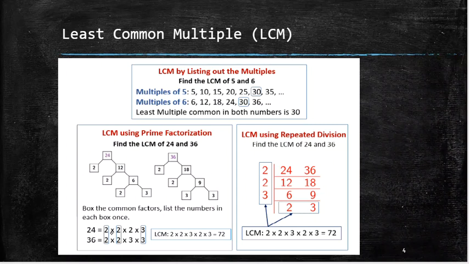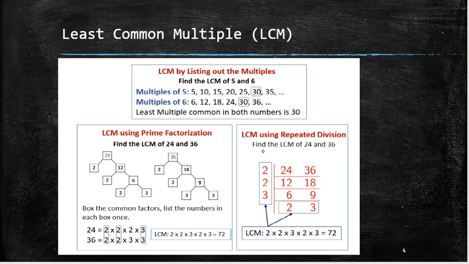That means we multiply them all, and the LCM is actually taking the numbers in each box once. That means these are the same numbers, 2 and 2, also 2 and 2, so we only take one. 2 times 2 times 2 times 3 times 3, that means 2 times 2 times 3 times 2 times 3, which is equal to 72. That means 72 is the LCM for both 24 and 36.